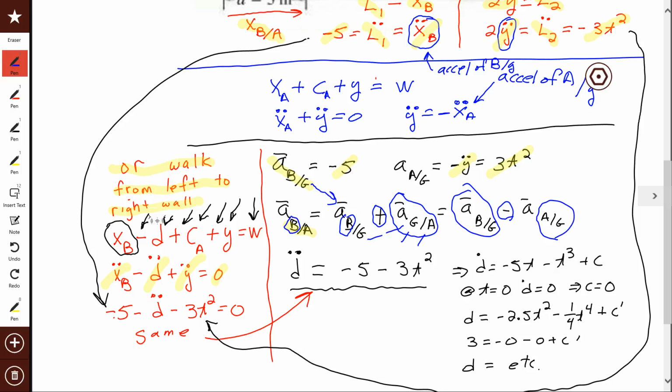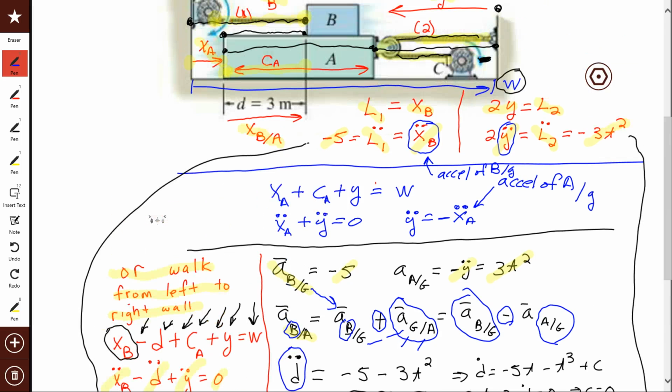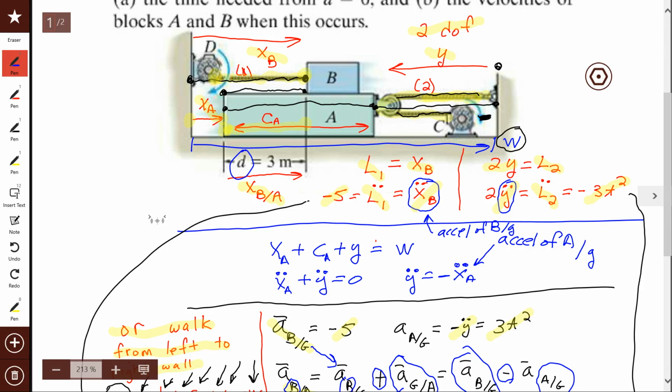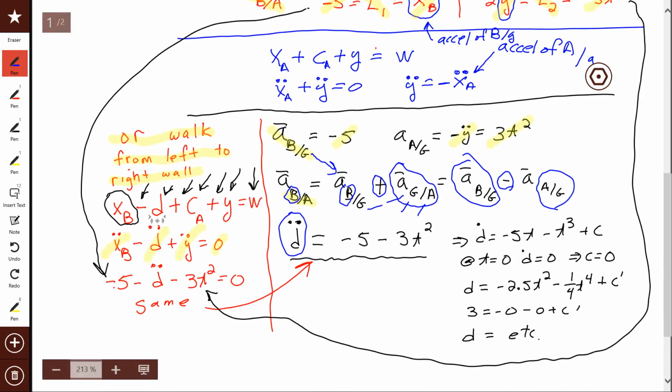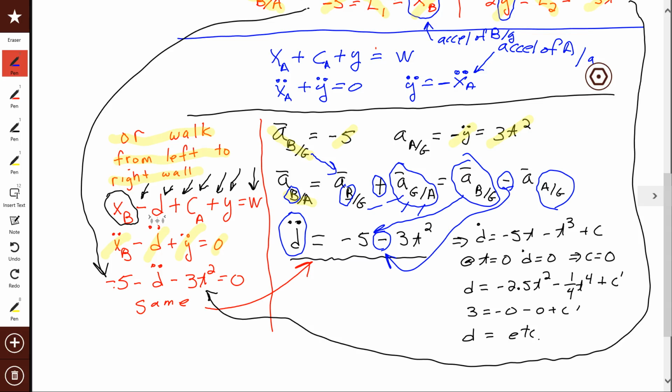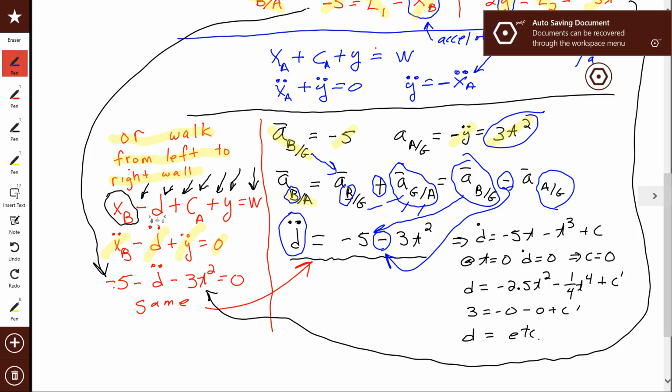Several of you realize that the relative velocity is the subtraction of the two. Well, that's fine. Now let's just plug in. What do I have? I have the acceleration of B relative to A, which is D double dot. Remember, that's because D is measuring the position of B measured from the edge of A. So D double dot equals the acceleration of B relative to G, which is -5, minus the acceleration of A relative to G, which is right here, 3t squared. That's the same formula I had before.